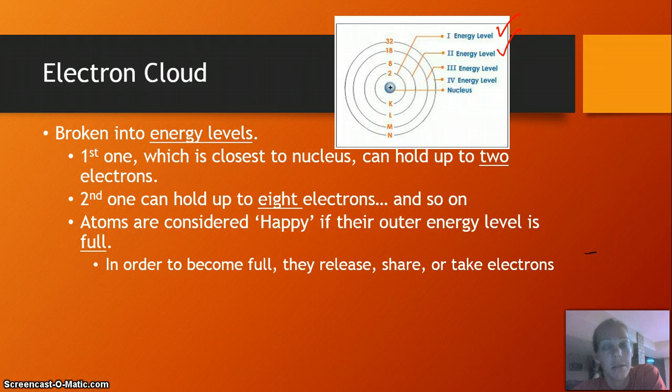Atoms are considered to be happy if their outer energy level is full. So, in order to become full, atoms release, share, or take electrons. So that's kind of their relationship with other atoms. And we'll get into that further later.